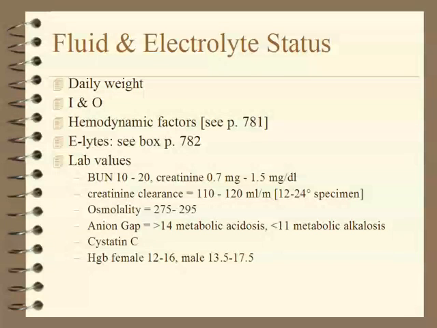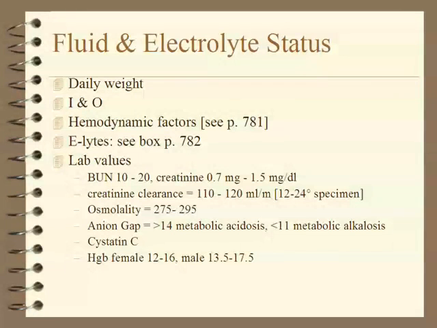Your anion gap is what you can use to identify acidosis or alkalosis without your arterial blood gases, but it only looks at the metabolic piece. If it is greater than 14, you're in metabolic acidosis. If it's less than 11, you're in metabolic alkalosis. And you get your anion gap by taking your sodium, subtracting your chloride, and adding your bicarb to that from your electrolytes.